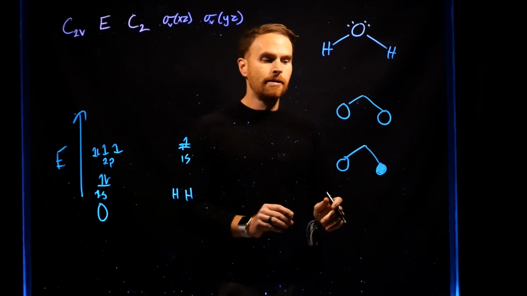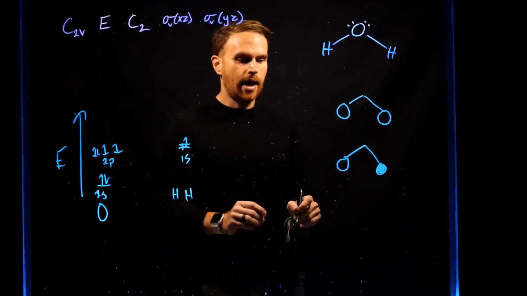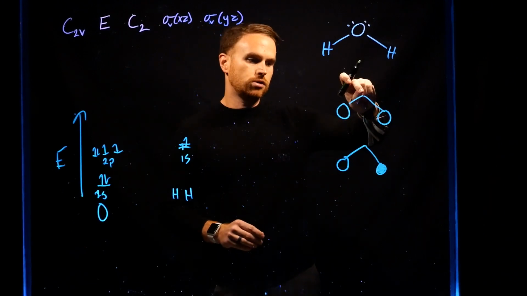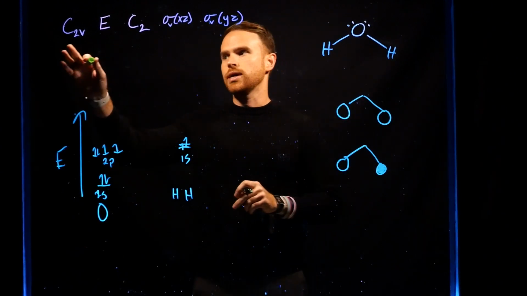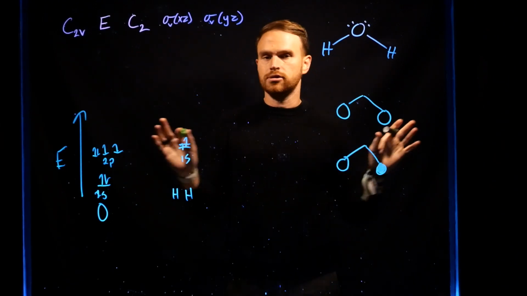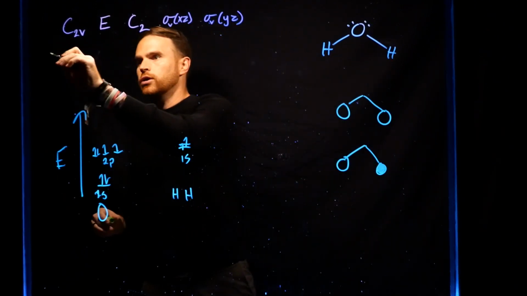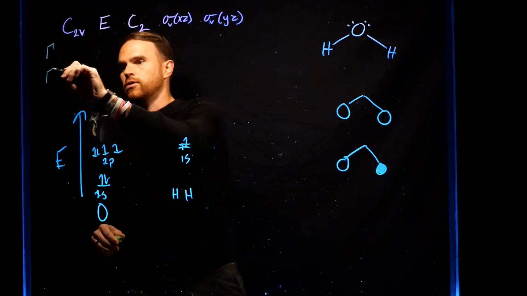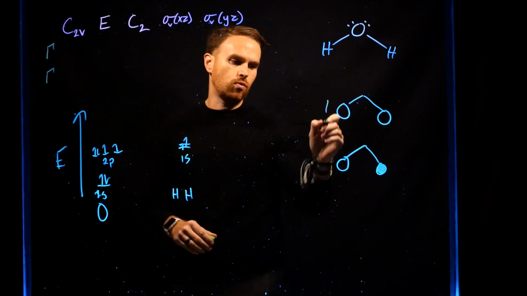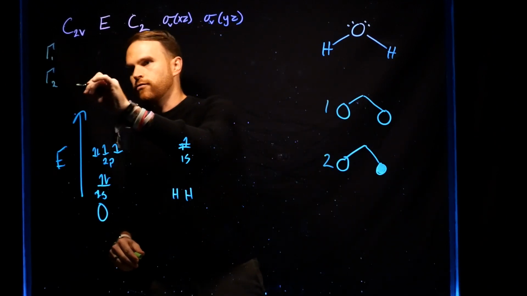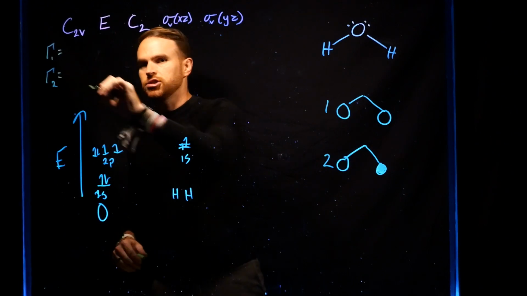So if we were to look at the ability of these to exist in different ways, we can create our different reducible representations for these outer atoms. So we're going to have two of them, since one of them is when they're both in phase and one of them is when they're out of phase. So we'll call this 1, we'll call this 2. So this will be our reducible representation for 1 and our reducible representation for 2.